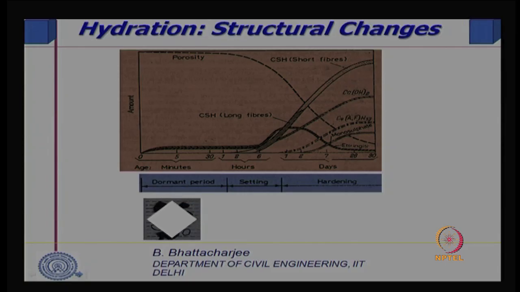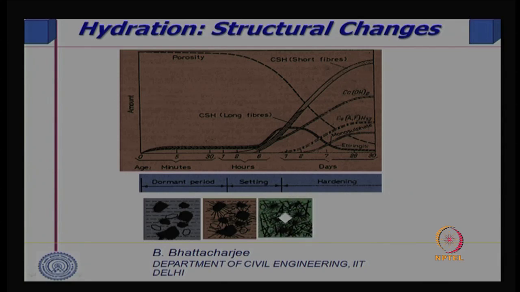If we go back to the same structure, initially it was something like this: particles and water. At the next stage, between the dormant stage and setting, the fibers of CHS have started forming. Precipitates of calcium hydroxide would have started coming out after that, a lot of these fibers would have formed, a lot of solid would have formed, and lastly the hardened structure would look something like this.